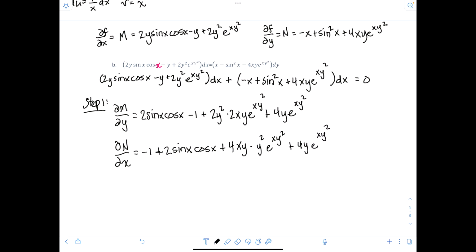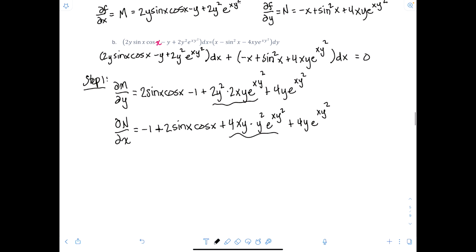Groovy? So let's match the terms. 4y e to the xy squared, those match. 4xy cubed e to the xy squared, those match. Once you simplify, those two would match. And then we've got the 2 times sine at x times cosine x and the negative 1s. So they match. We can continue. Aren't you lucky?